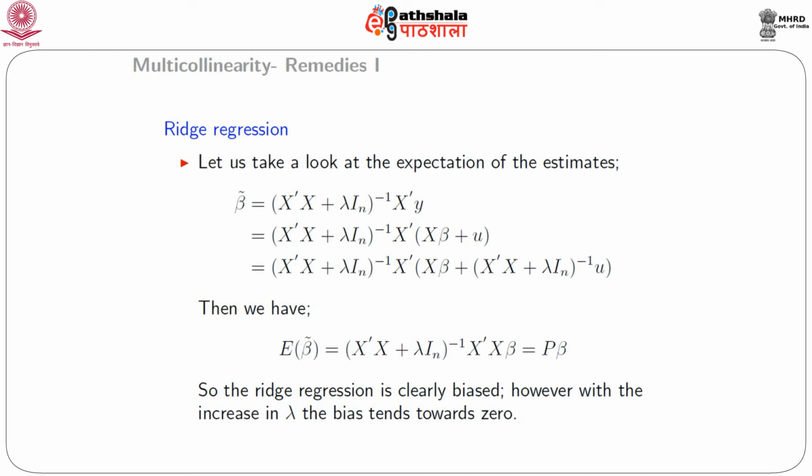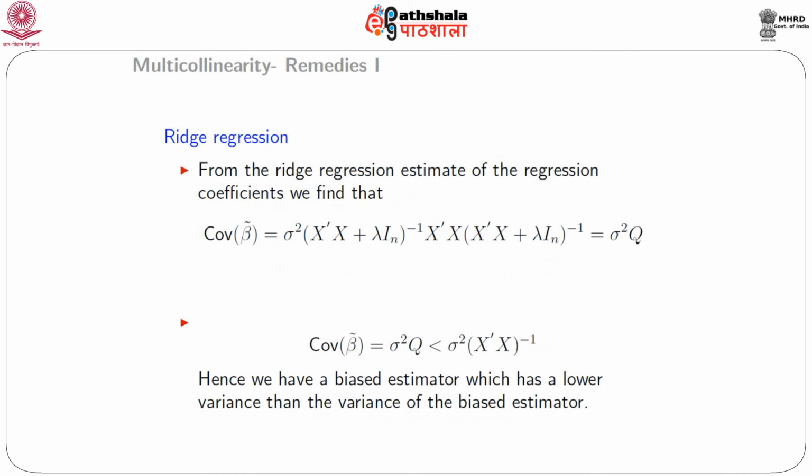From the ridge regression estimate of the regression coefficients, we can find that the covariance of beta tilde is given by σ² (X'X + λI)^-1 X'X (X'X + λI)^-1. A few steps of matrix algebra will help the reader arrive at this expression. I have not derived it here, but I leave it as an exercise for the student. Now, the covariance of beta tilde can be written in the form σ²Q, where Q equals (X'X + λI)^-1 X'X (X'X + λI)^-1.